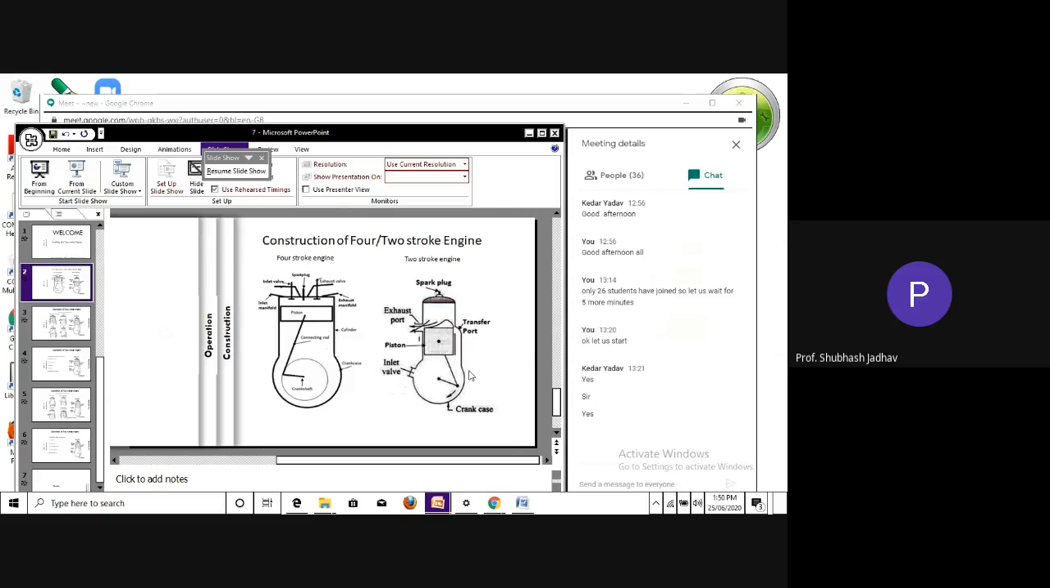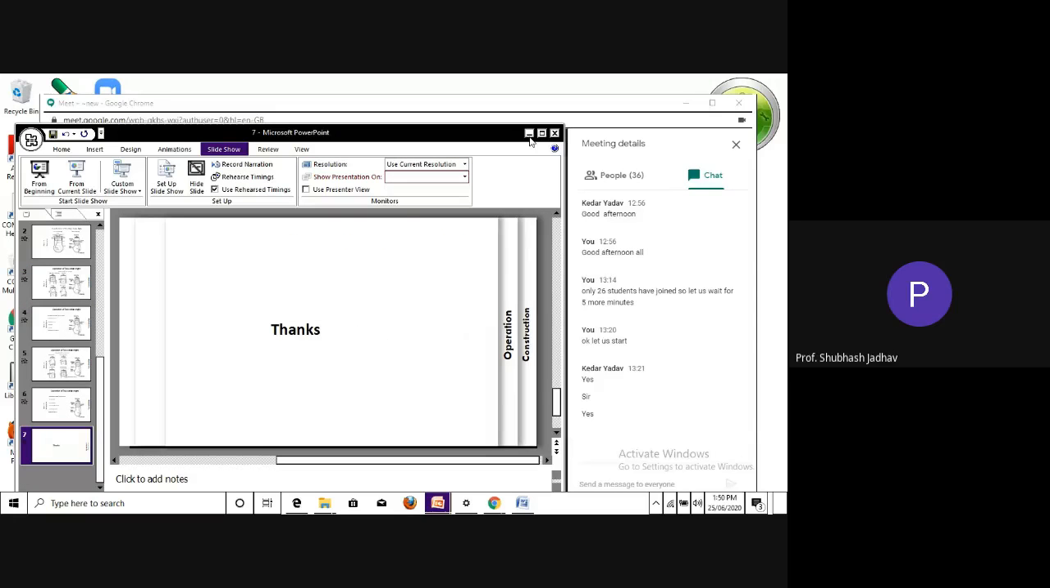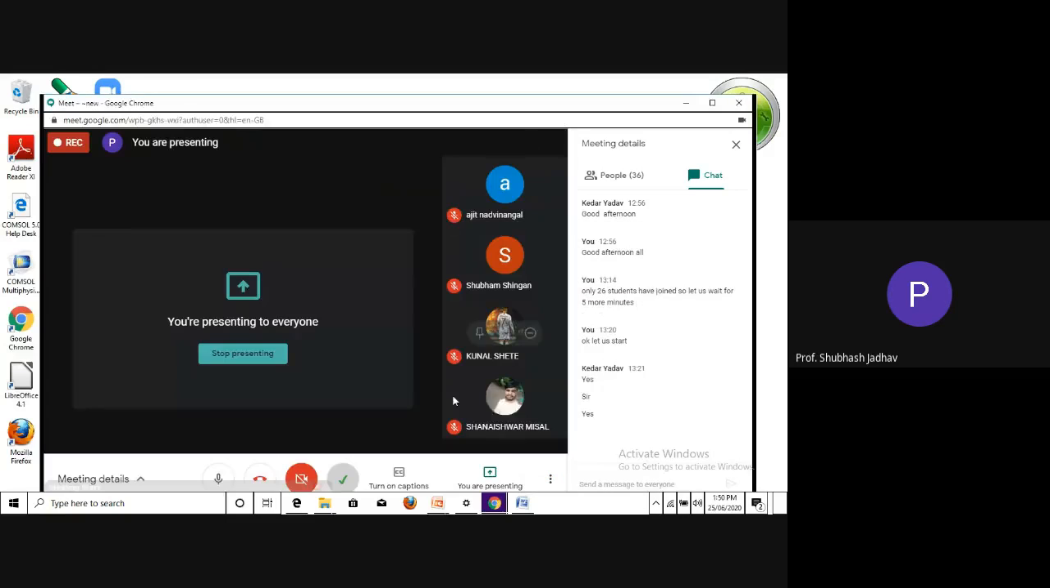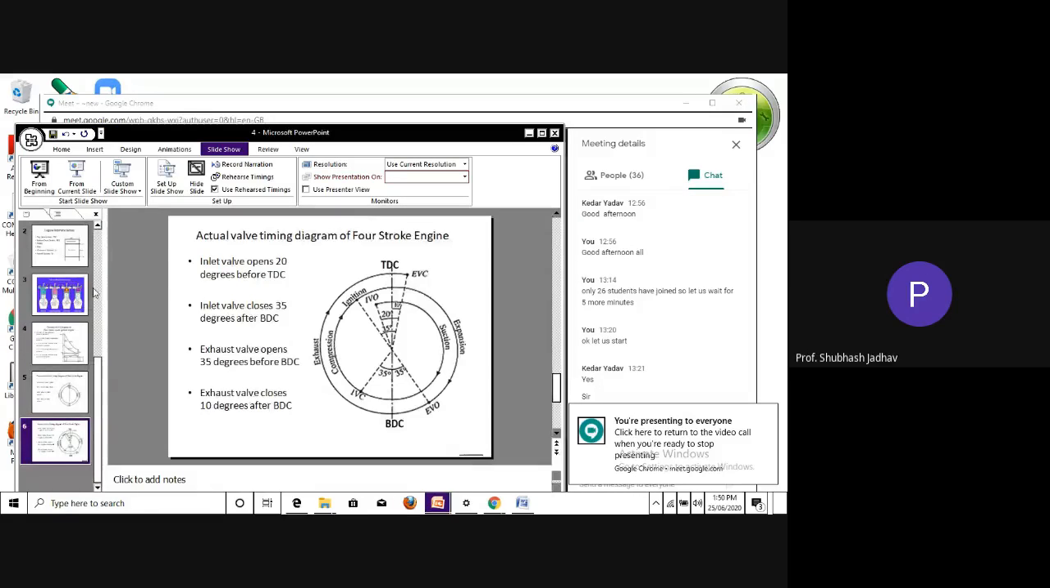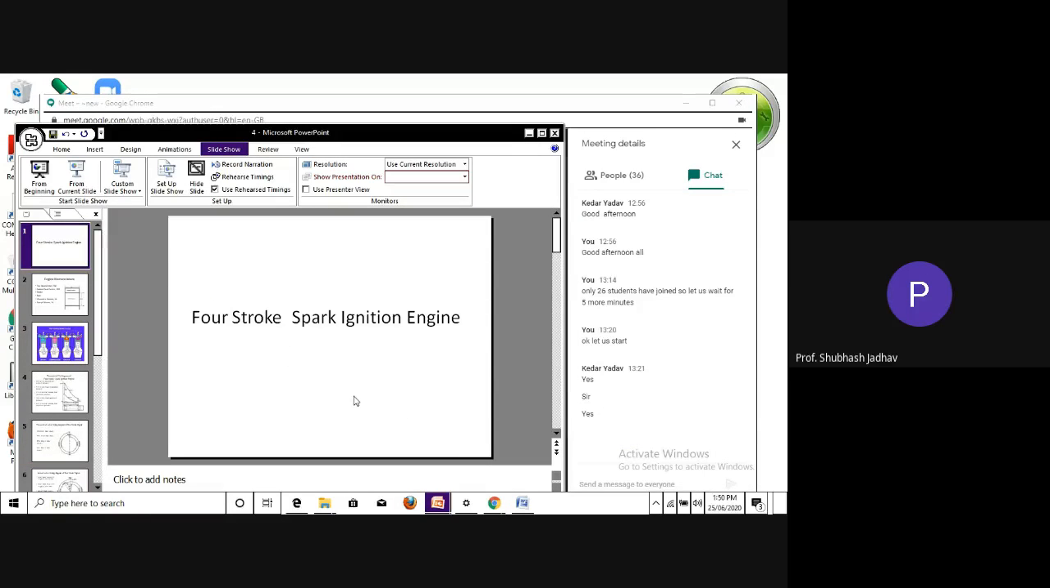So basically, this was what happens when the piston is moving up and down in the case of a two-stroke engine. Now let us move ahead to discuss a four-stroke engine. Till now whatever we discussed was about a two-stroke engine.